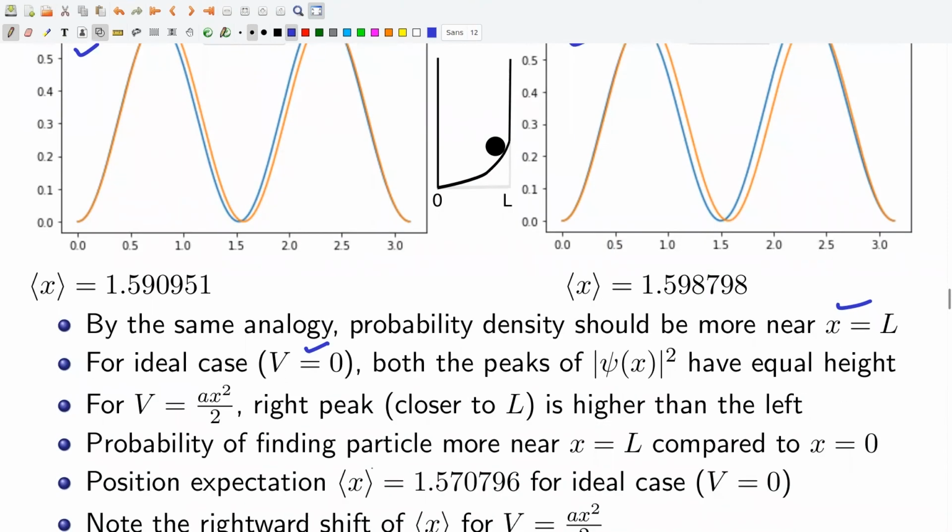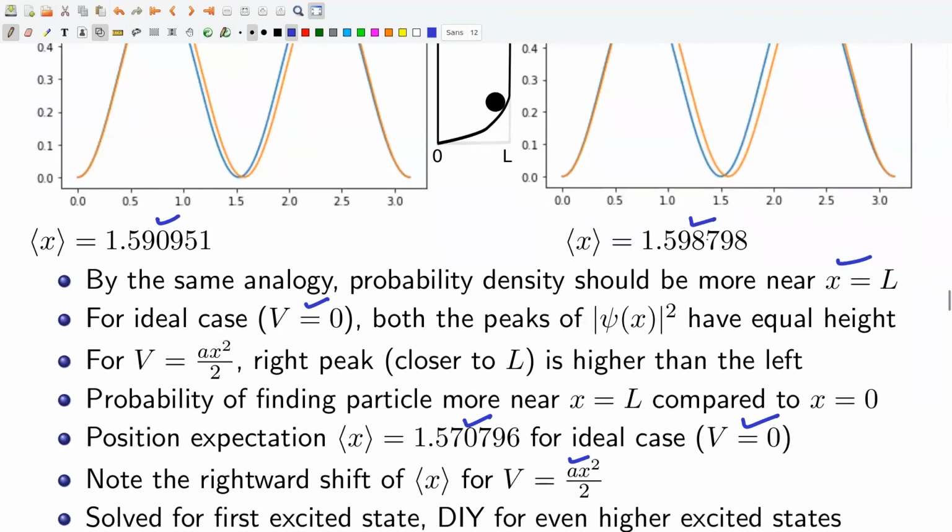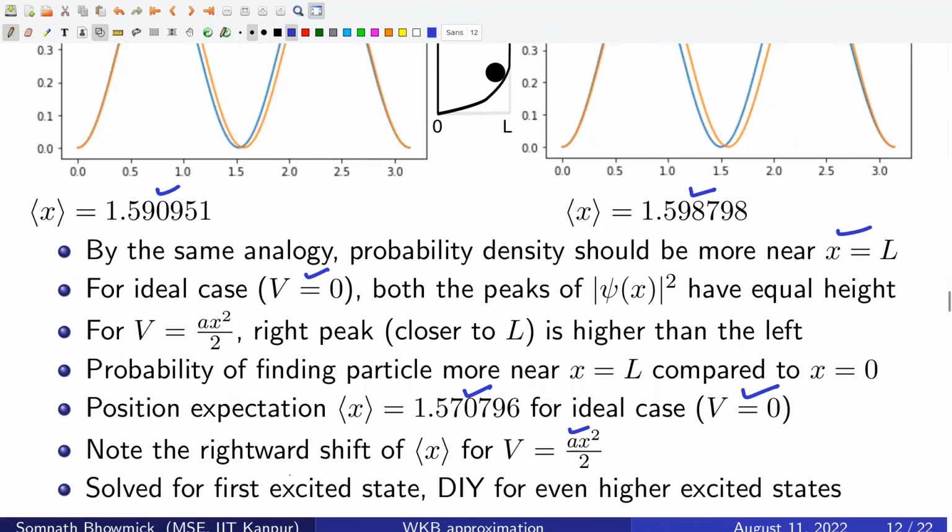Position expectation value is 1.570796 for the ideal case, that is V equal to 0. This is because we have chosen the box length to be equal to pi and the position expectation value is given by pi by 2. However, in case of V equal to a x square by 2, the position expectation value has shifted towards the right hand side of the box. Thus, we have solved for the first excited state. Do it yourself for even higher excited states.